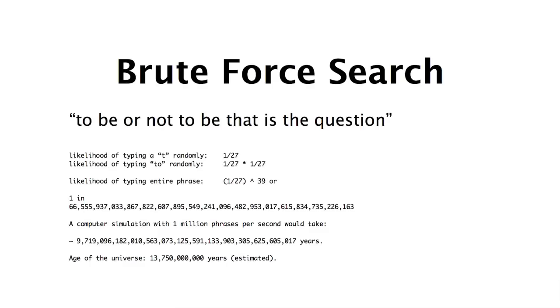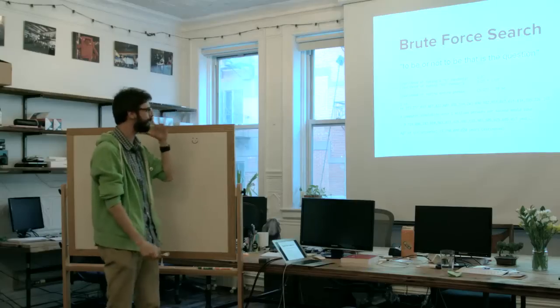So let's say we have a simplified keyboard. It only has 26 characters and 1 spacebar. Just to type a T, there's a 1 in 27 chance of typing a T, right? Now, if you know anything about event probability, if we want the probability of 2 events happening in sequence, we multiply the probabilities together. So the chance of typing TO is 1 out of 27 times 1 out of 27. So the whole phrase is 1 over 27 to the 39th power, a 1 in that big number chance of that occurring randomly. That's a very large number, which is kind of hard to even fathom.